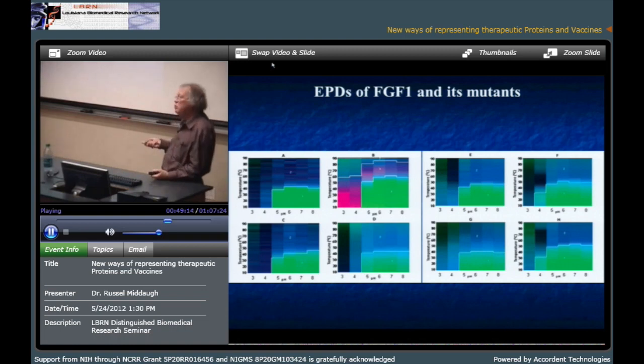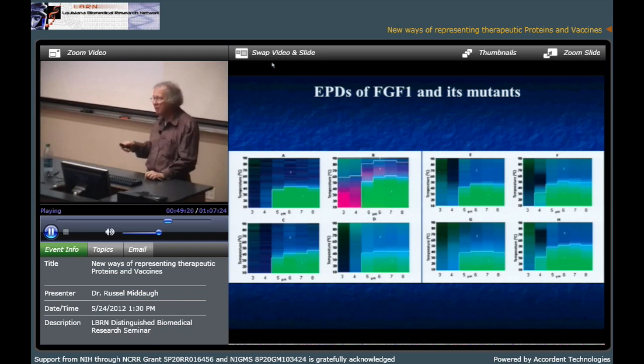Now, another use of phase diagrams, different from this, is to look at mutants. And I picked one example here. This is a paper that just appeared in Protein Science, in which we compared different mutants of fibroblast growth factor 1. Now, this is one of those proteins you get attached to, and I started working on this at Merck, and I have all kinds of stories about this protein. But we still work on it even today, because there's still a company interested in it.